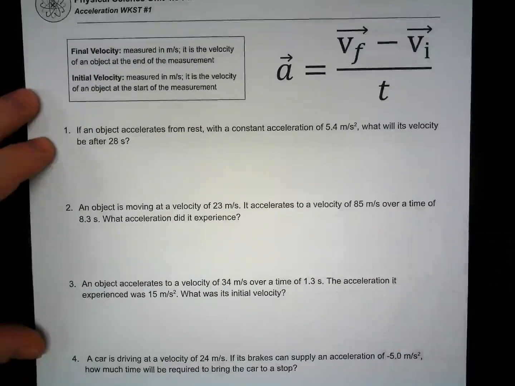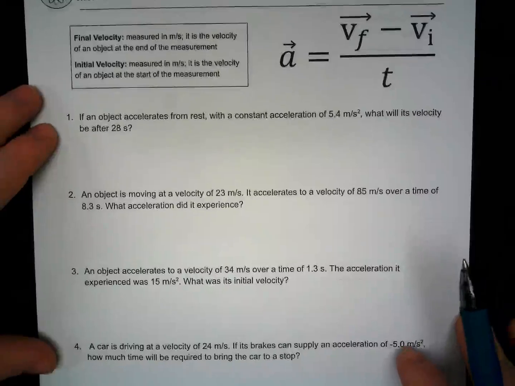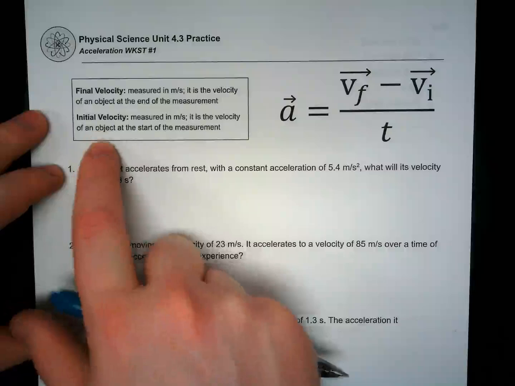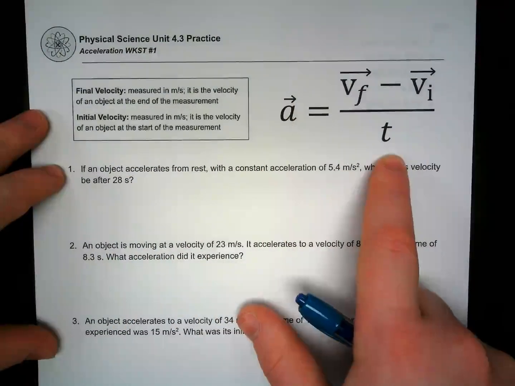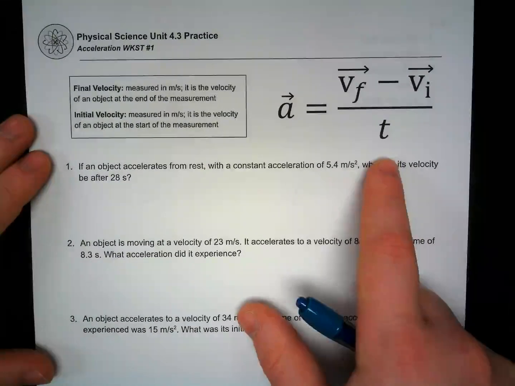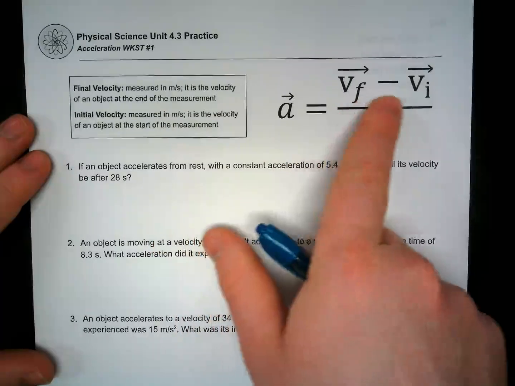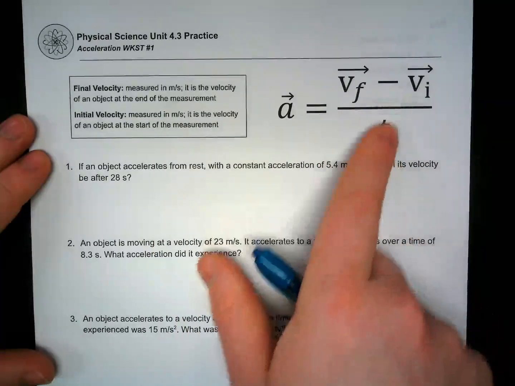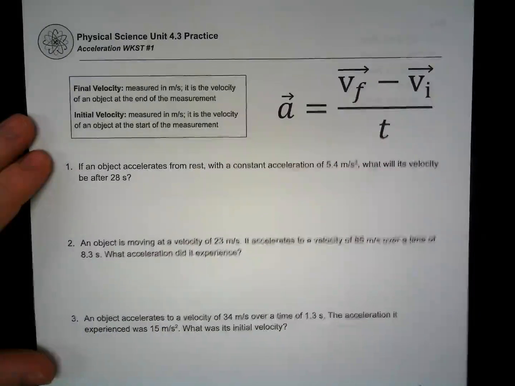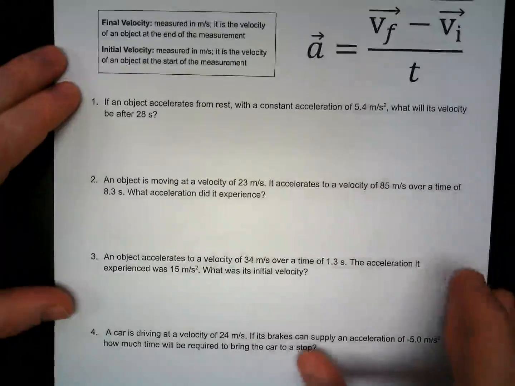Okay, so looking up at the top, I just wanted to give you these reminders: what the final velocity is, what the initial velocity is, and I give you the original acceleration equation here. Remember, in the notes I give you the equation on how to find final velocity, the equation for initial velocity, and the formula for time. So make sure you've got your notes right next to you so that we can use those notes with this worksheet. Okay, so let's take a look at this.